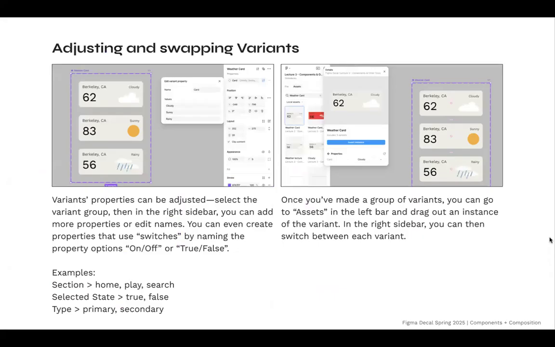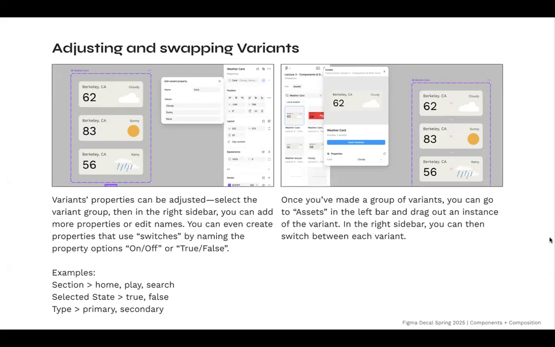So adjusting and swapping the variants. Variants properties can be adjusted. You select the variant group, and then in the right sidebar, you can add more properties or edit names. And you can even create properties that use switches by naming the property options on and off or true and false. And then once you've made a group of variants, you can go to the assets in the left bar and drag out an instance of the variant. So in the right sidebar, you can then switch between each variant.